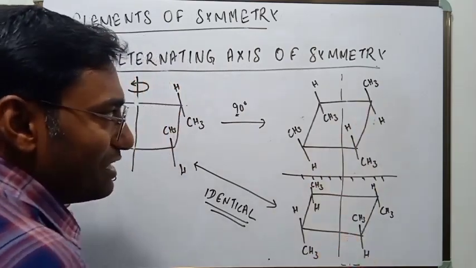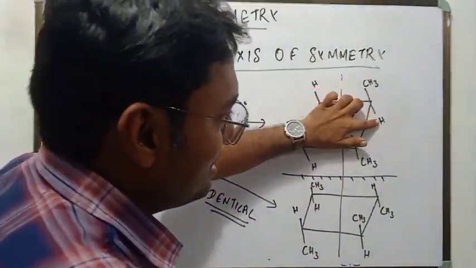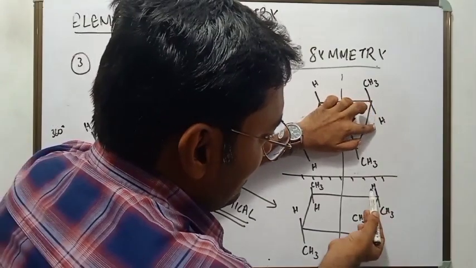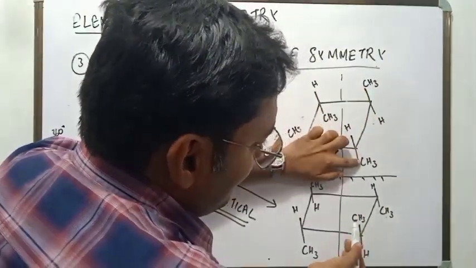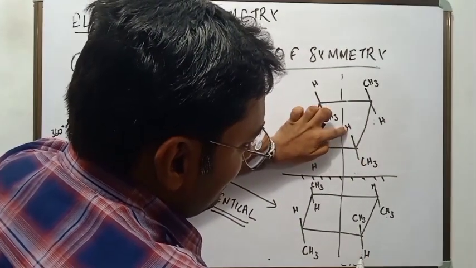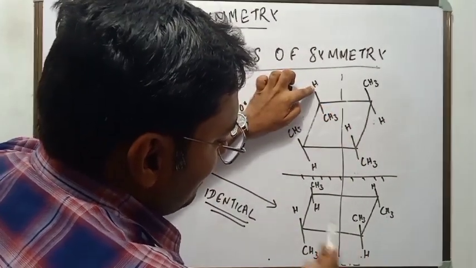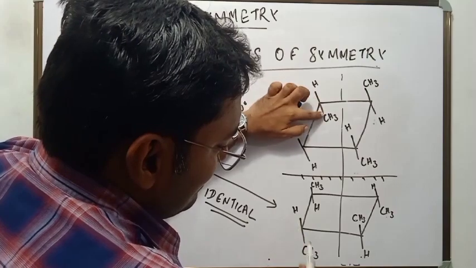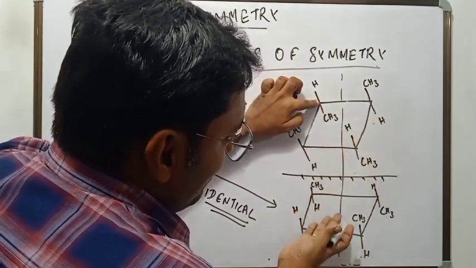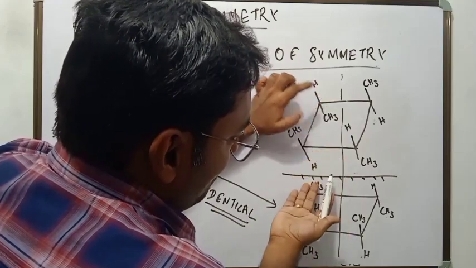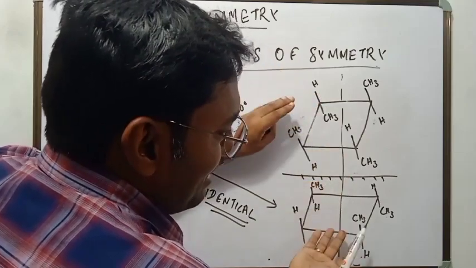a mirror image of this. You can see how it is a mirror image. This H is here, right? This CH3 comes here. This CH3 comes here. This H comes here. This H comes here, right? And this CH3 comes here. So whatever is in the top goes to the bottom, and whatever is in the bottom goes to the top. Is it right? That is the mirror image, right?